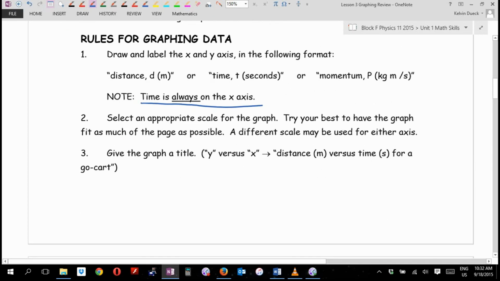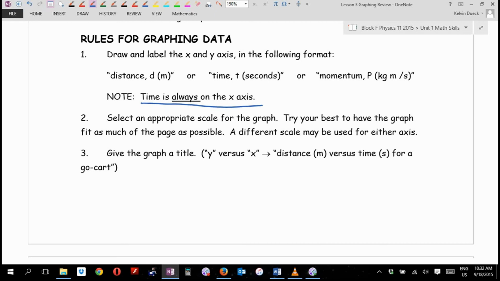Select an appropriate scale. If I give you this much graph paper, and your graph takes up this much room, you picked a dumb scale. You should have gone every 2 squares, or make your graphs big, so they're easier to read. You can use different scales on the x and the y. Maybe on the x you're going up by tens, on the y you're going up by thousands. It just depends on the data that you have.